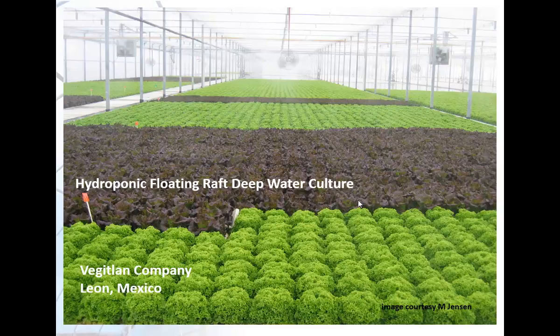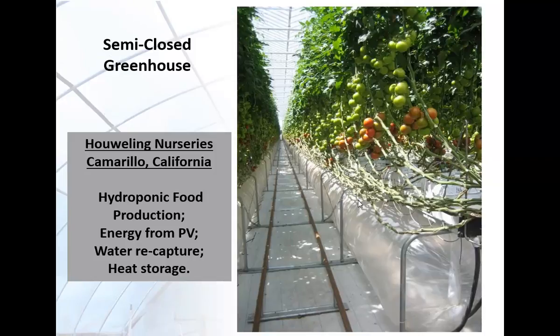This also might be a small statured crop like lettuce. This is hydroponic lettuce that's floating on boards in ponds on the floor of the greenhouse. Above it is the high technology controlled environment greenhouse.